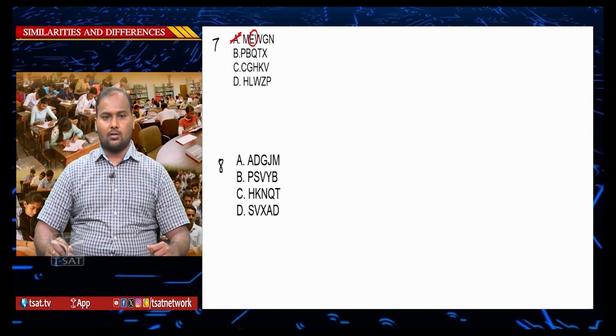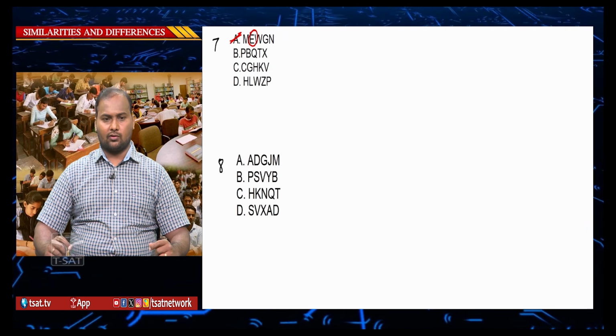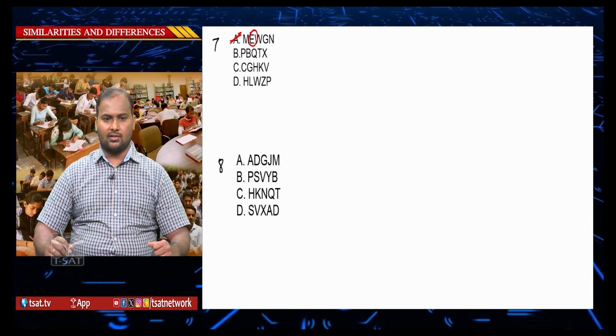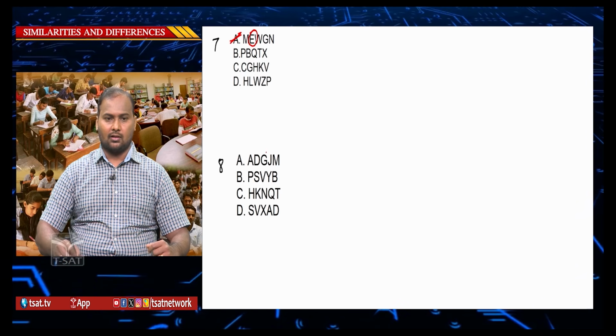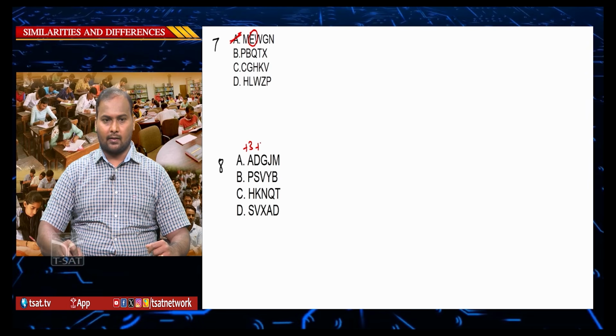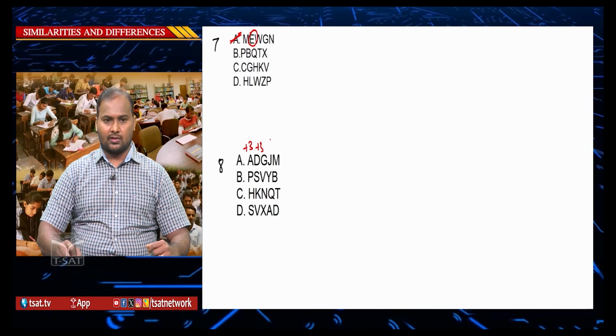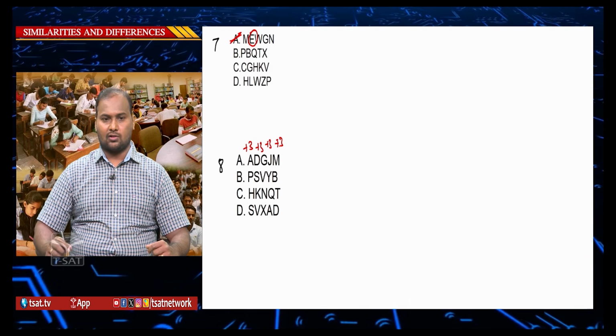Okay. So next question. In the next question also try to observe the range of numbers: A, D, G, J, M. There is a consecutive increase here. That is A to D, increasing by plus 3. D to G, increasing by plus 3. G to J, here also increasing by plus 3. J to M, increasing by plus 3. So what is the pattern?